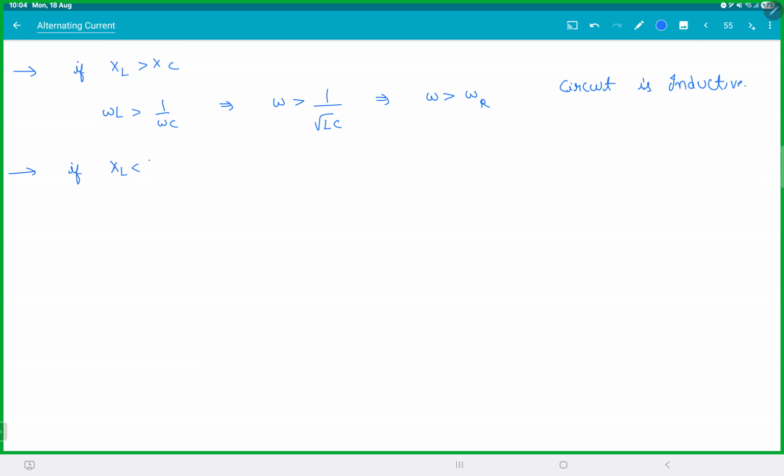Similarly, if XL is less than XC, omega is less than omega resonance. The circuit is capacitive. So if you can't play with the capacitance and inductance, you can mess with the frequency to get what you want. But again, changing frequency is not that great. Yeah, inductance, it more behaves like an LR circuit.